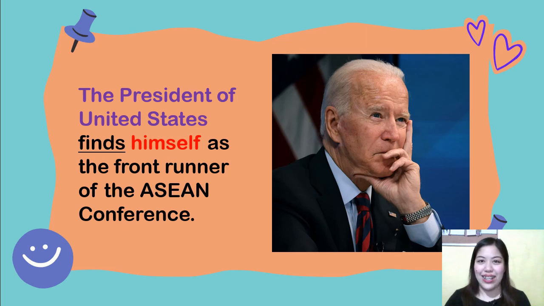Now let's have our second example. The President of the United States finds himself as the frontrunner of the ASEAN conference. Who is our doer, or the subject of this sentence? It's already highlighted, and it's no other than the President of the United States. And our verb, or the action, is the word finds. And our reflexive pronoun is no other than himself. So we are just emphasizing that the President of the United States is the only frontrunner. There's no other person that is running the whole ASEAN conference. And again, himself here acts as the object. And the object, himself, and the subject are just the same person.